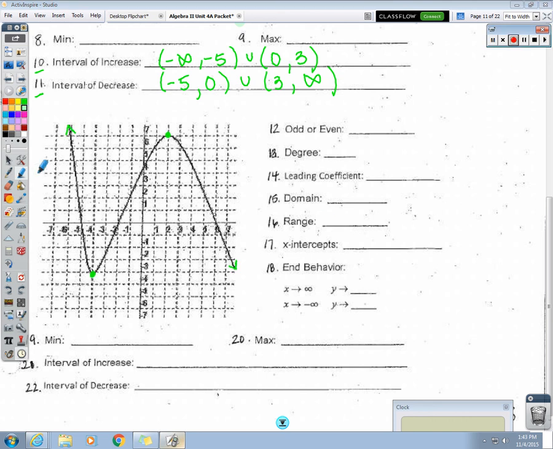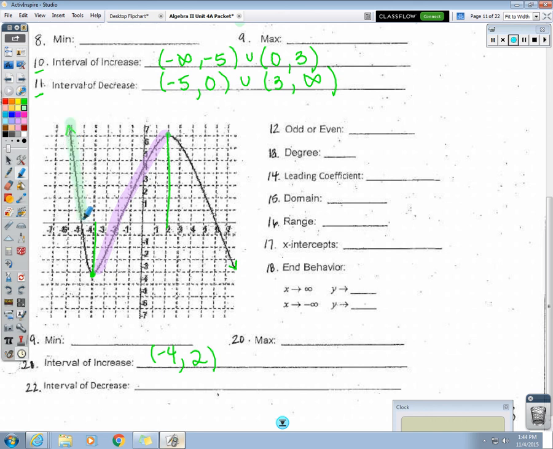How many sections is this graph increasing? Just once, right here in the middle. And when did that start increasing? Negative 4. And then up here it quit increasing at 2. Okay, how many times is it decreasing?